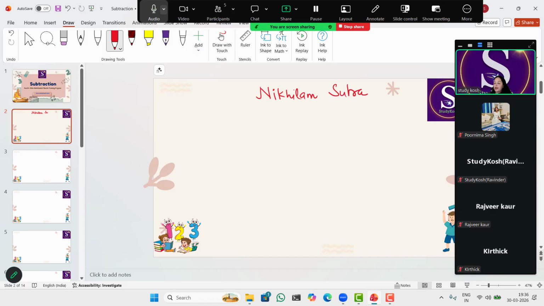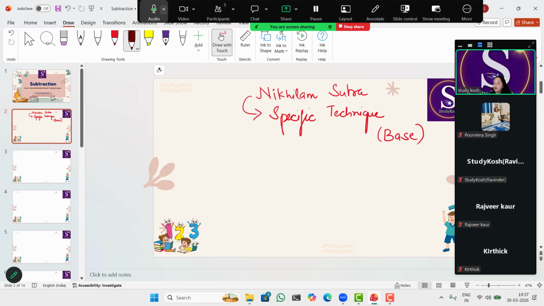As I told you, Nikhilam Sutra is a specific sutra, or specific technique, for solving the questions in Vedic Maths. Why specific? Because they are based on base numbers, right? The number should be a base number, then only we can apply this Nikhilam Sutra and solve the question of subtraction by using it. So before discussing it, we should know some terms.